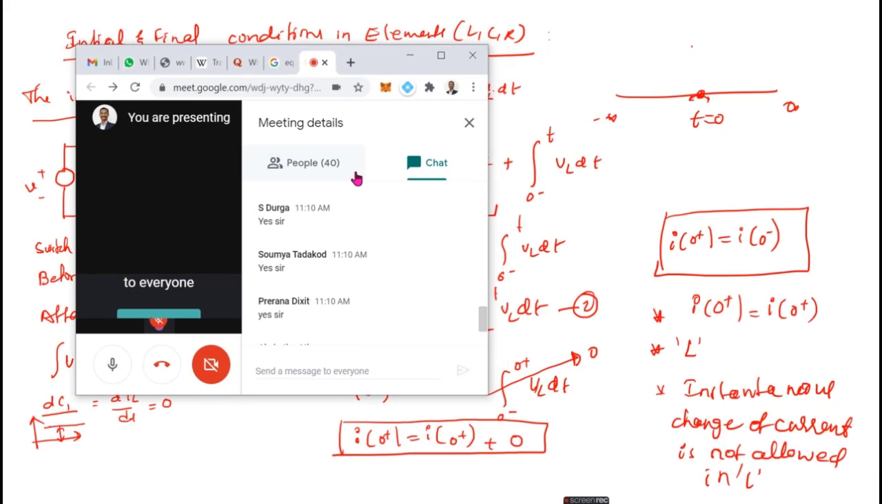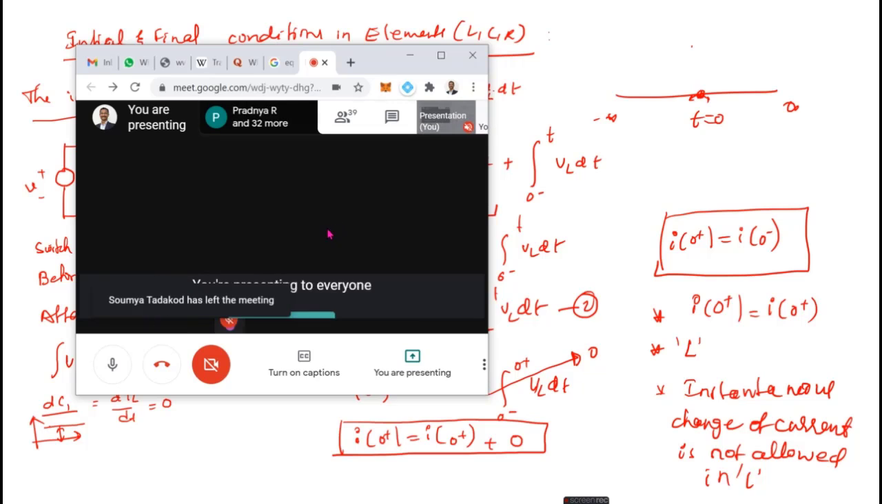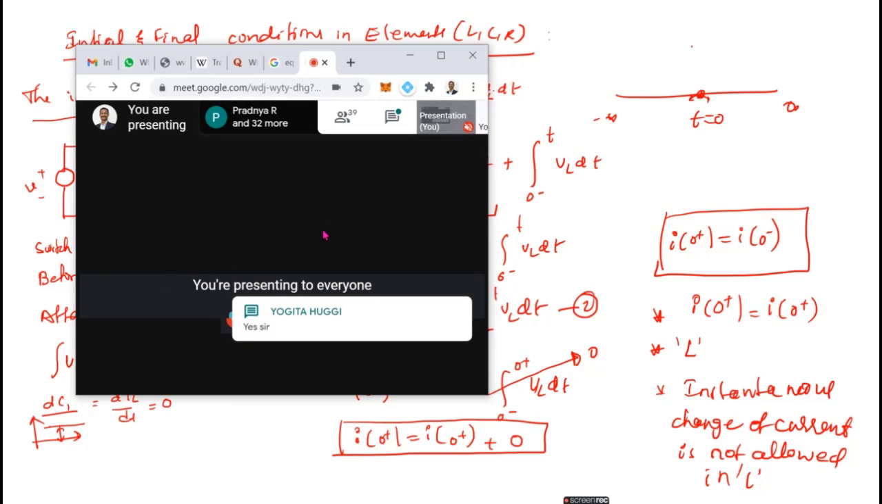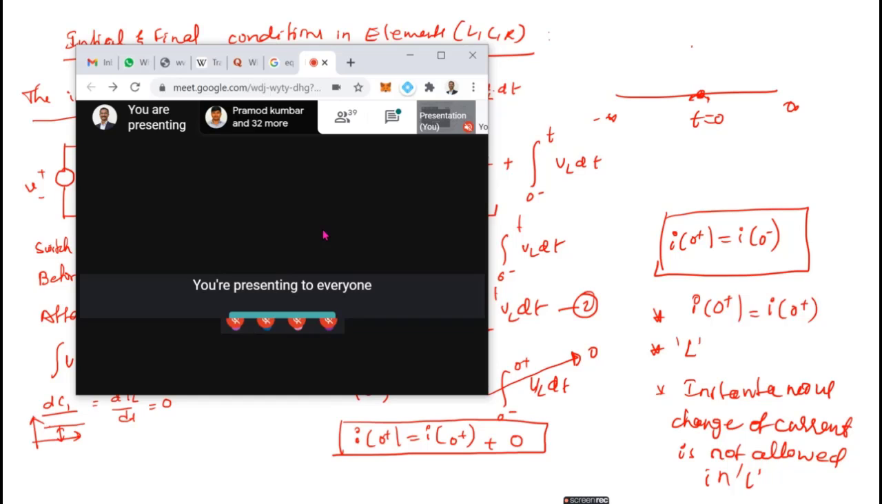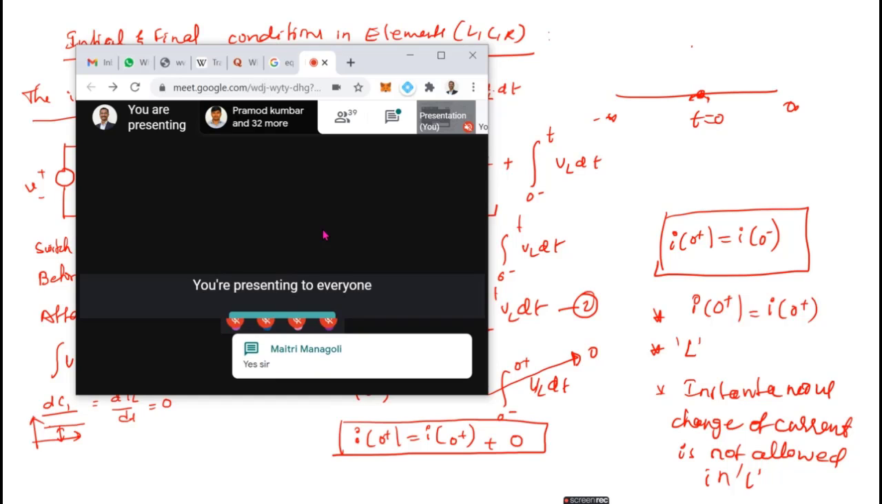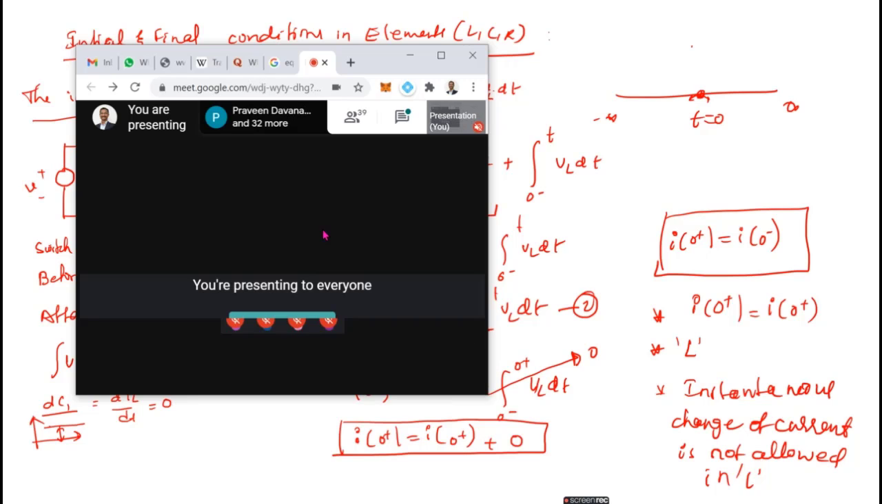So the key point in an inductor is what here? The current through an inductor will not be changed immediately. Before and after switching, the current remains the same in an inductor. All right, good.